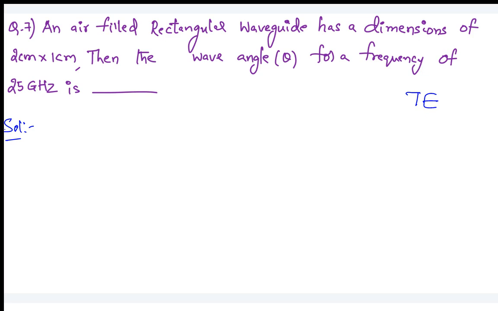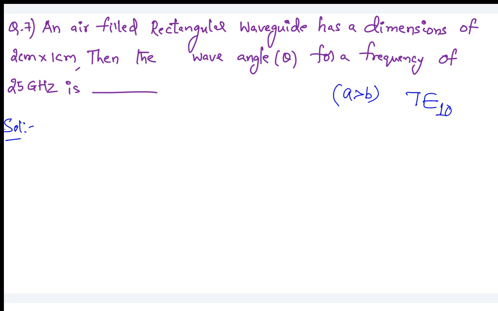Now the question comes, is it TE10 or TE01? Can you tell me which one you should consider? Sir, TE10 here because A is greater. Correct. You should consider TE10 because your A is greater than B.